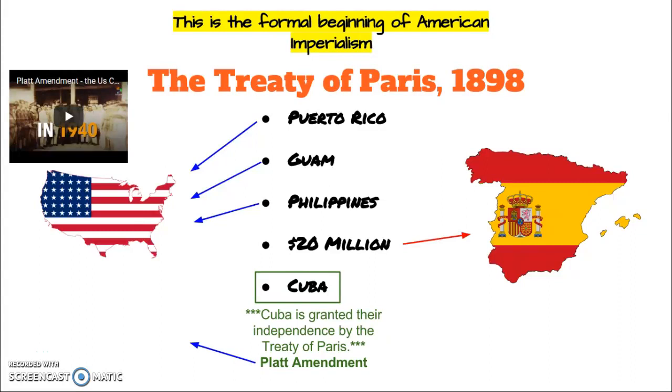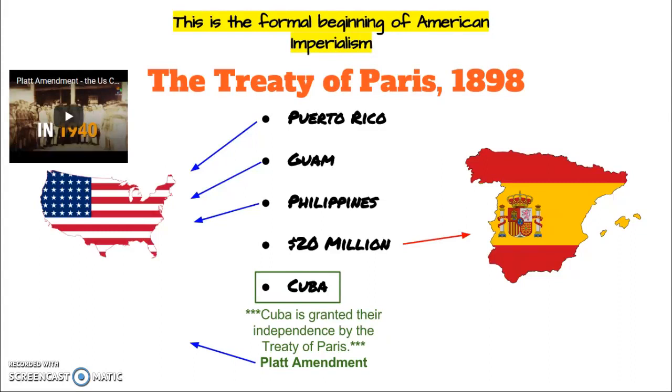The United States is going to gain its first true colonies, its first true imperial possessions, not really counting Alaska, at the end of this conflict. Puerto Rico, Guam, and the Philippines all become territorial possessions of the United States. The U.S. is going to pay Spain a token $20 million. It's almost like, yeah, we know we're taking all your stuff, but here's a little bit of money so we don't feel quite as bad about it.